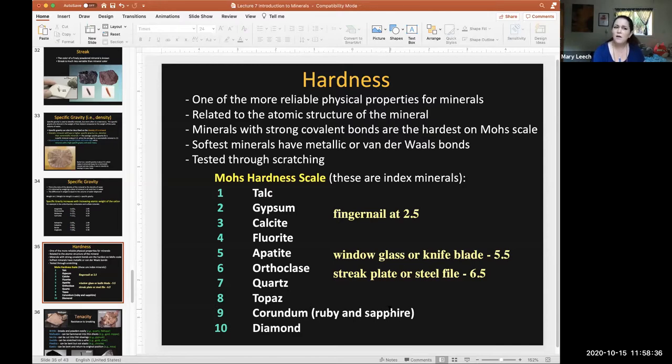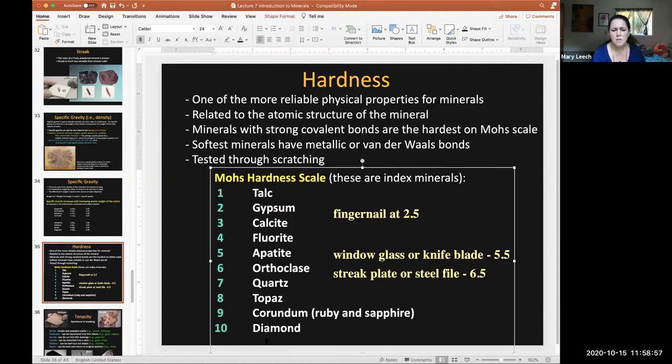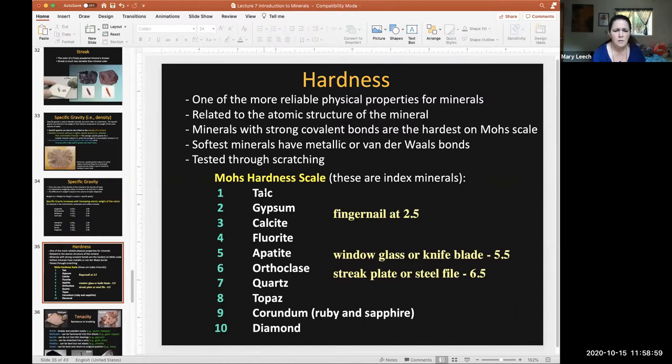I found sapphire in the Ural Mountains when I was doing my PhD field research. That was pretty awesome. There are a lot of minerals that come out of the Ural Mountains. So it's blue, it was hexagonal, it wasn't gem quality for sure. Diamond is the Mohs hardness of 10. So this is the hardest natural substance, diamond. So there you go. There are the index minerals for Mohs scale.